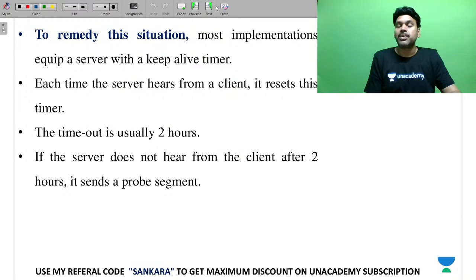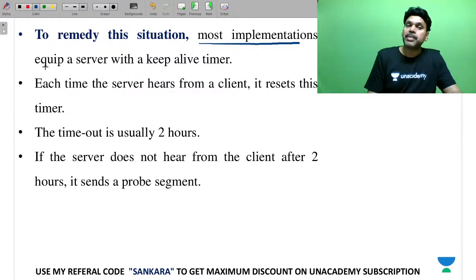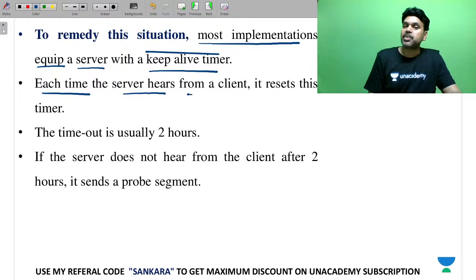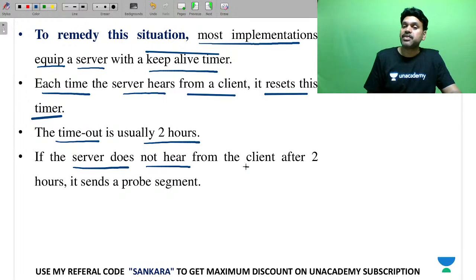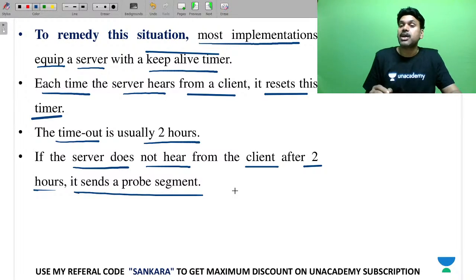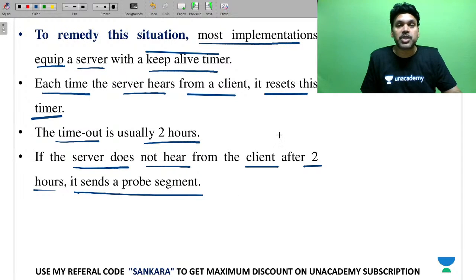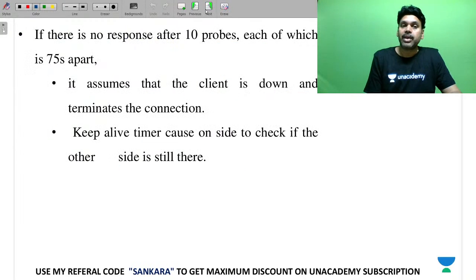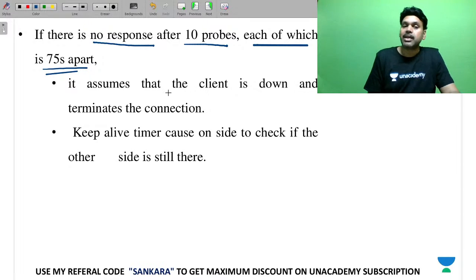So how can you close it? Using the keep alive timer. The remedy is that most implementations equip a server with a keep alive timer. Each time the server hears from a client, no problem, it resets the timer value, and the timeout is usually 2 hours roughly. If the server does not hear from the client after 2 hours, it sends a control segment, are you there? If you respond, I will continue the conversation. If you do not respond, I will close the connection. If there is no response after 10 probes, each 75 seconds apart, it assumes the client is down and terminates the connection.